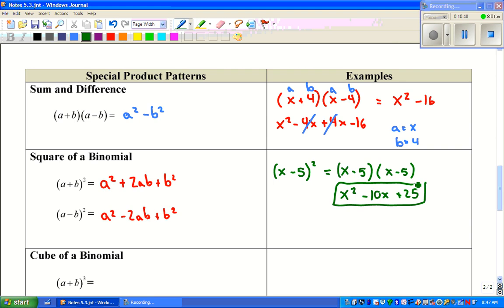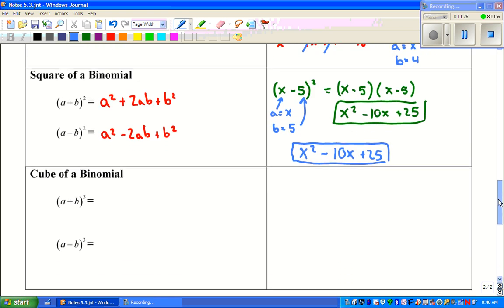Okay? A simpler way to do that is identify your a value. In this one, it's the term that's right here. And you identify your b value, and that is right here. Okay? The first part you want to do is square your a value. So you're going to do x squared. Okay? Then you want to subtract 2 times a times b. So you've got x times 5, and you multiply that by 2. So you end up with 10x. And then you square your last term, and you end up with plus 25. Okay? So that's the square of a binomial.